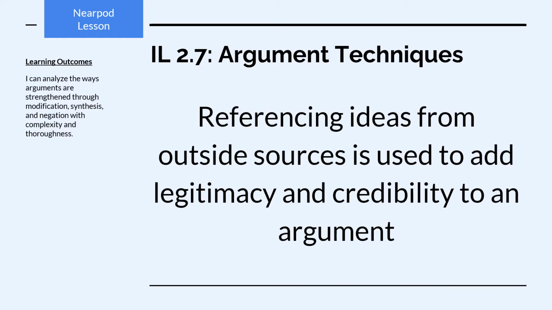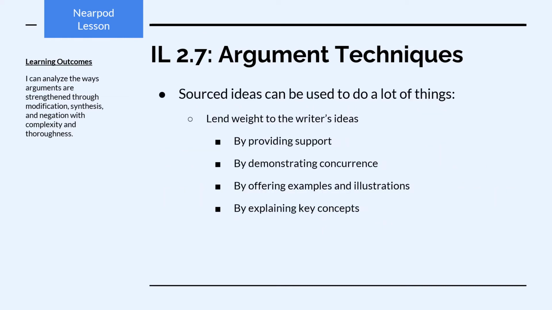Okay, getting back to our notes here, referencing ideas from outside sources. When you reference outside ideas, it's used to add legitimacy and credibility to your argument. Sourced ideas can do a lot of things. For one, they can lend weight to the writer's own ideas by providing support, by demonstrating concurrence, by offering examples and illustrations of something, or by explaining or elaborating on key concepts.